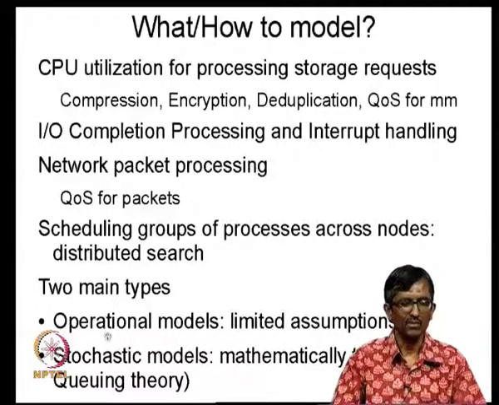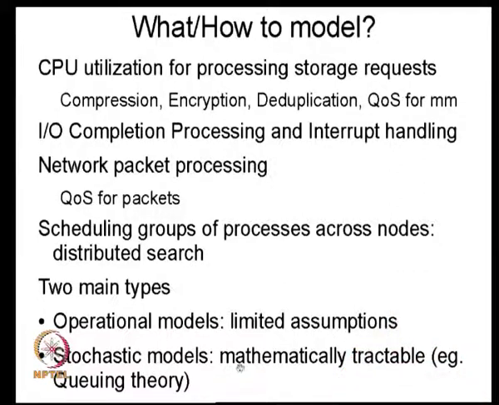Okay. So it turns out there are two main types of models. There are many more, but I am just giving you some here for simplicity. What I call operational models make very limited assumptions, and then you have slightly more detailed models where you assume certain distributions. Usually you assume these distributions to be mathematically tractable. Queuing theory is a good example of this. There are many types, but in this particular talk I will just mention these two. Okay. So we will just quickly take a look at each of these things and see how they can help us.